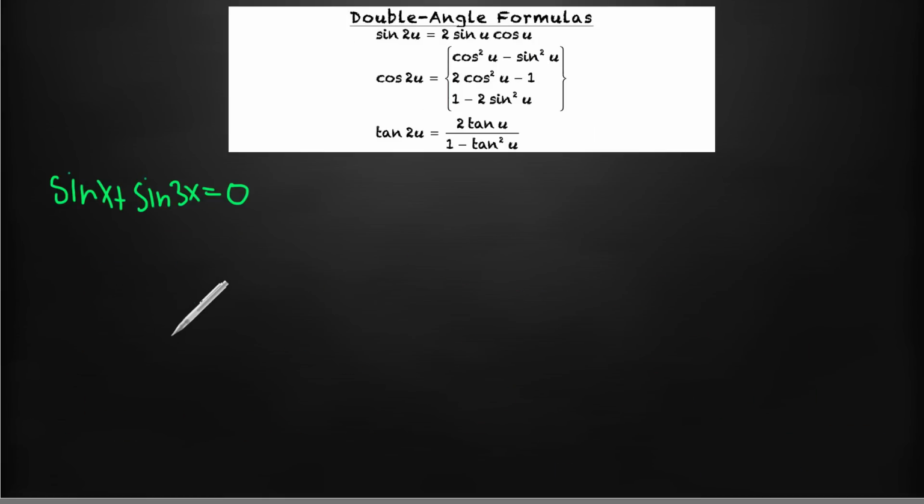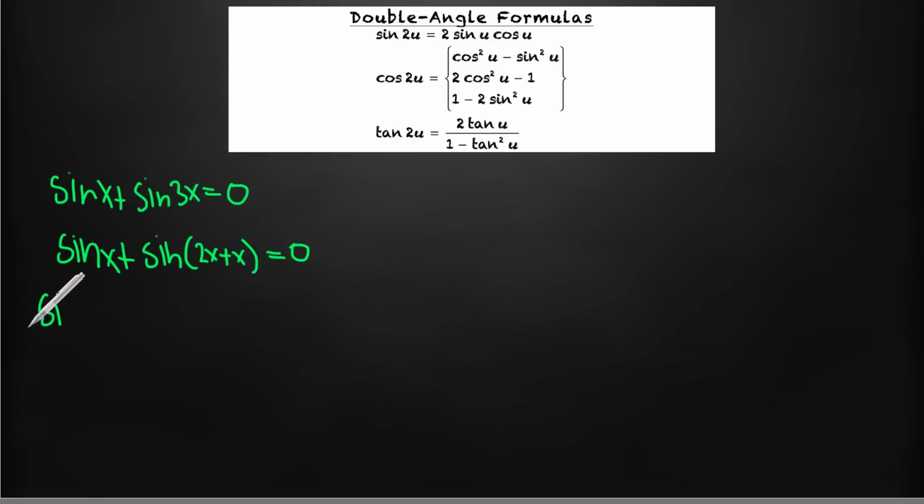All right, I hope you're ready for a challenge. This is a tough problem. So we have sine of x plus sine of 3x equals 0. So we are okay with sine of x, but we need to work on sine of 3x. So we're going to start by obviously breaking this up into the sum of two angles. So that's going to be sine of 2x plus x equals 0. And so now we're going to use our sum formula for the sine that you have on your notes.